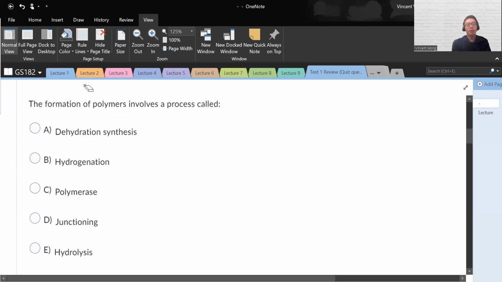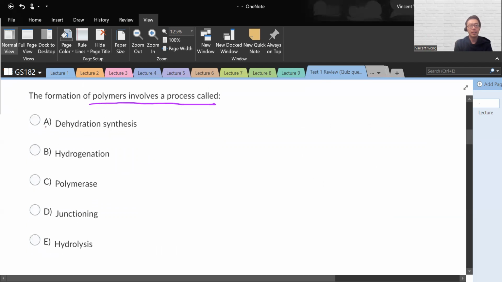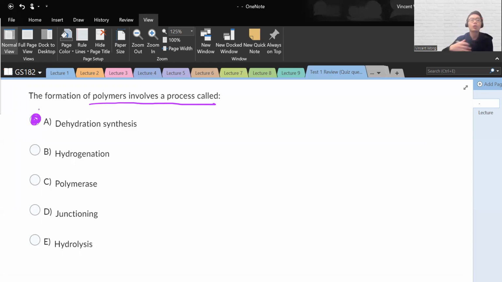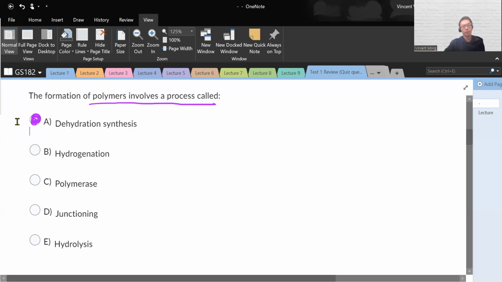The formation of polymers involves a process called what? We did this already, right? This is dehydration synthesis. We remove a water molecule to connect two monomers together so that you would get the polymer.